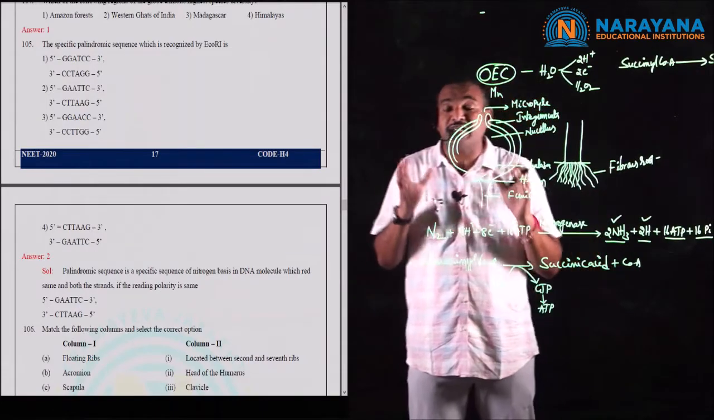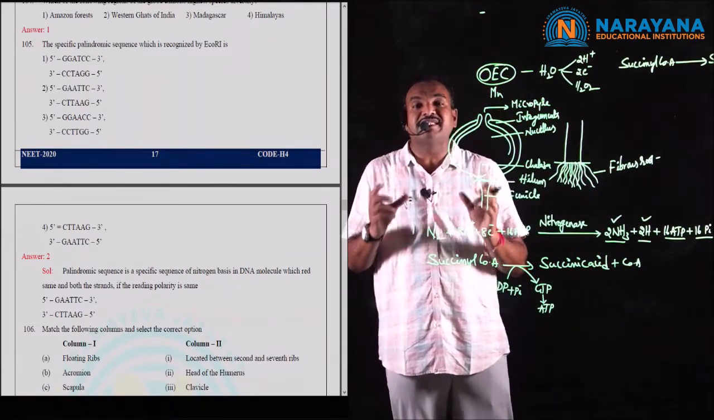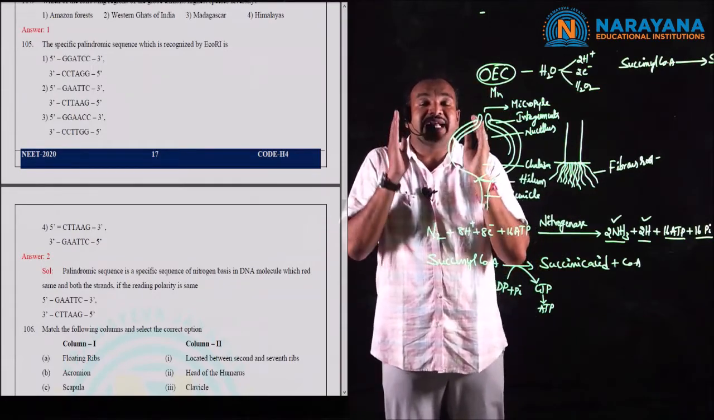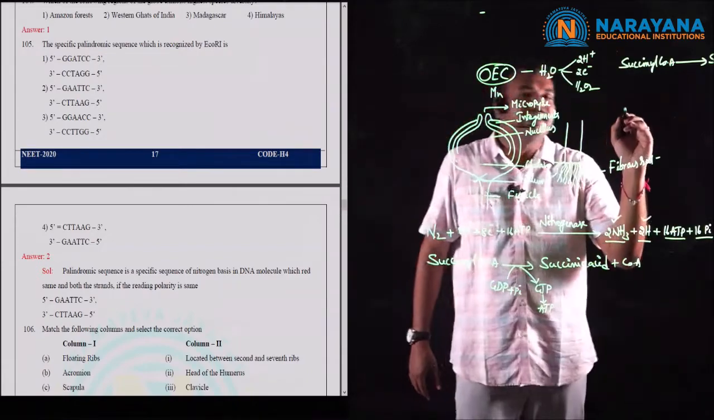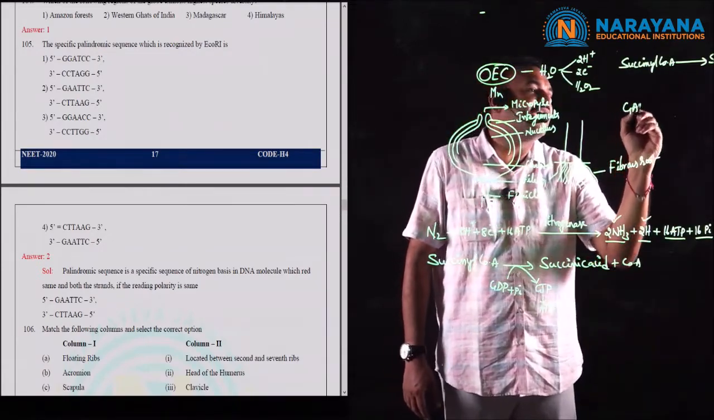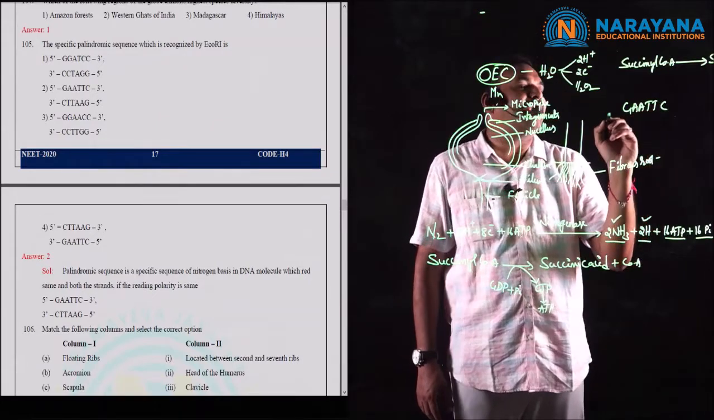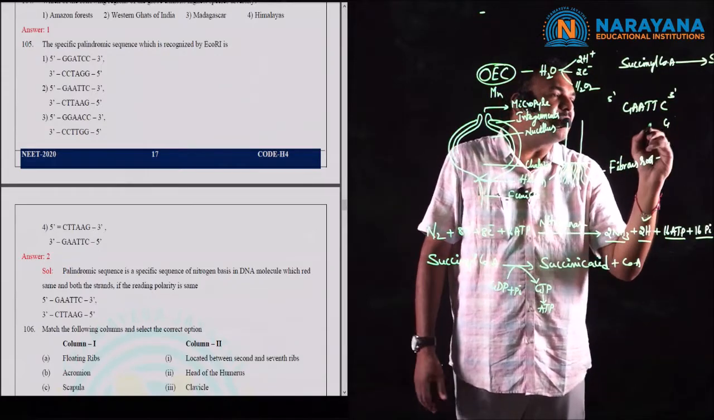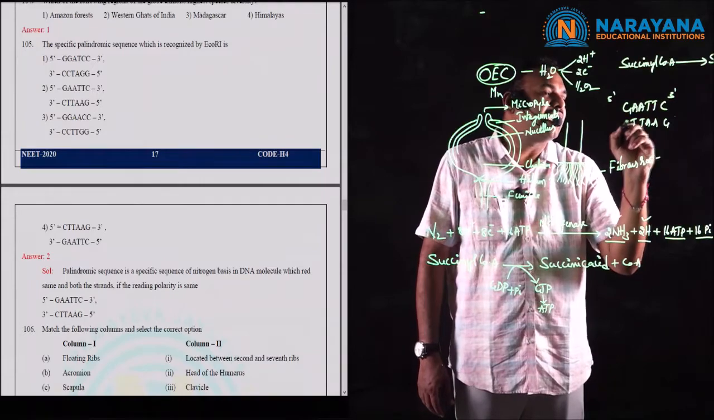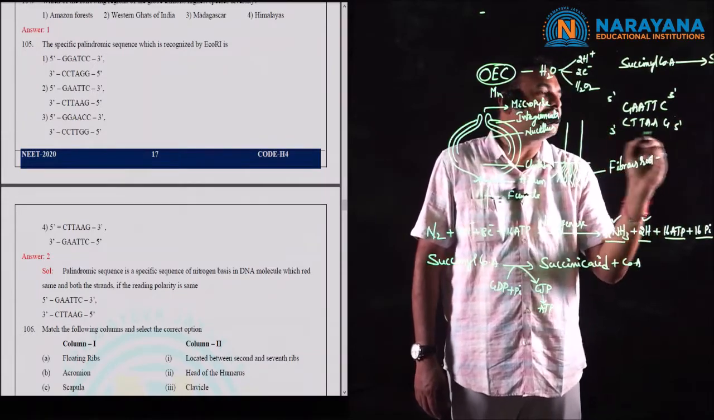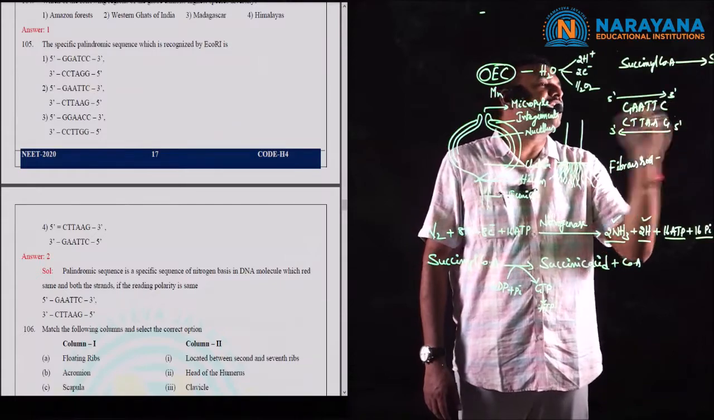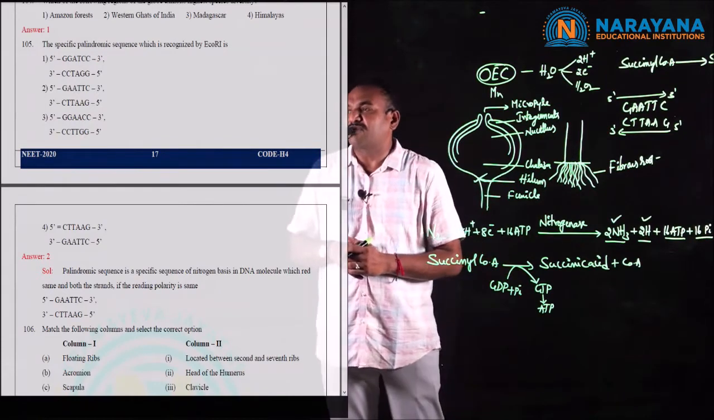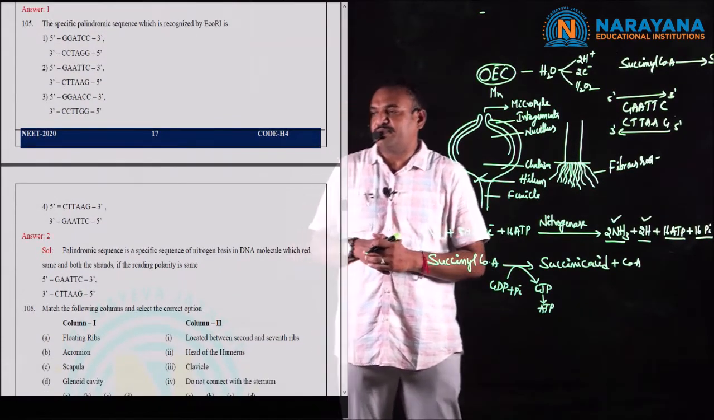And students, you know what is a palindromic sequence? Palindromic sequence is a sequence of nitrogen bases which reads same on both the strands if the reading polarity is same. Just look at here, GAATTC is the palindromic sequence recognized by EcoR1, that is on one strand, and complementary strand also GAATTC. That means here the reading polarity is 5 prime 3 prime. Here also reading polarity is 5 prime 3 prime. That means the right option for the given question is second option for question number 105.